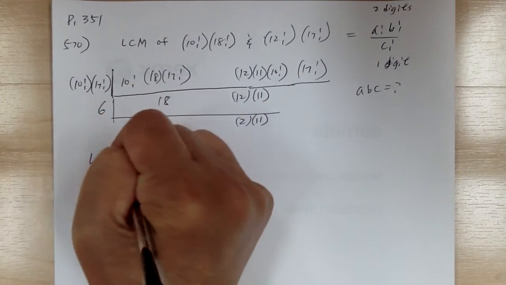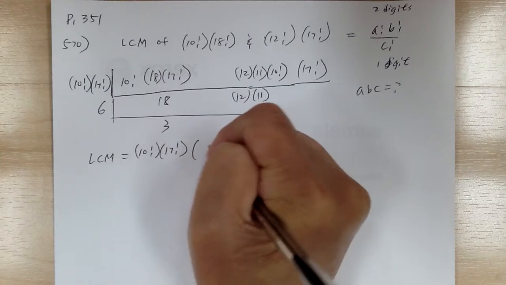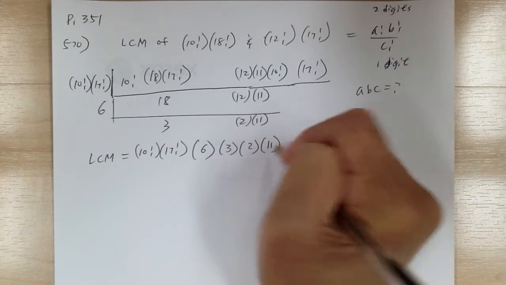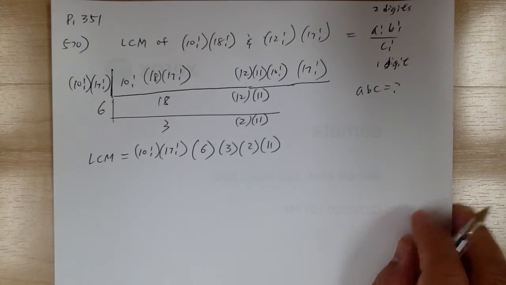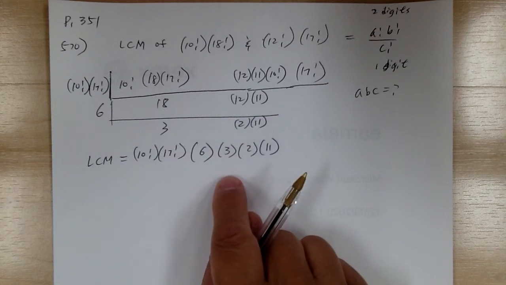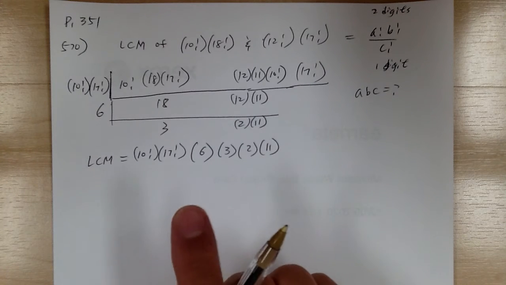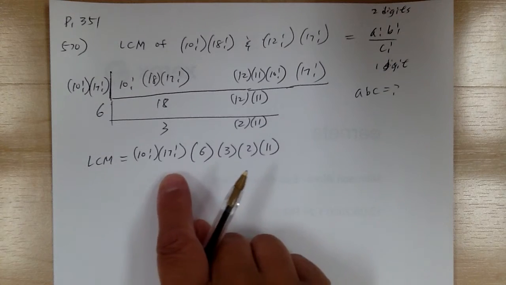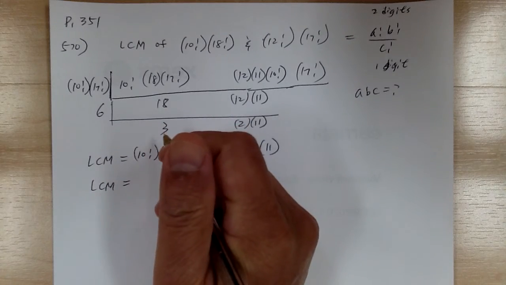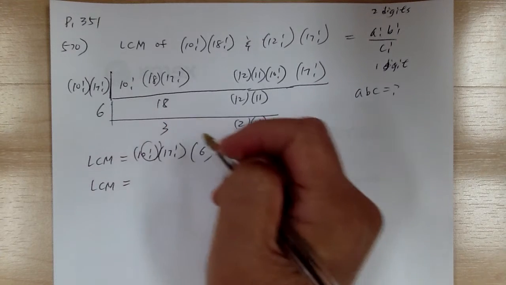So the LCM will equal 10 factorial, 17 factorial, and the 6, the 3, the 2, and the 11. Now we try to get into this format. So what I'm going to do is, this and this would become 11 factorial.